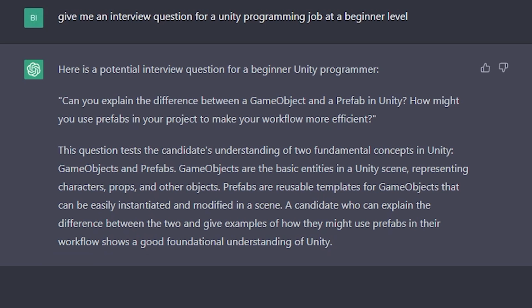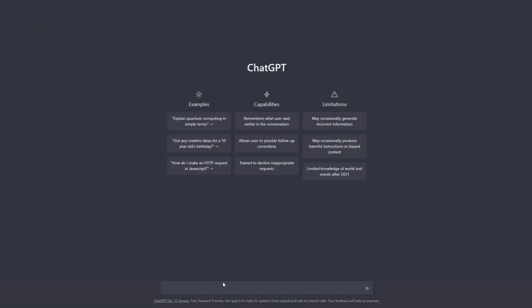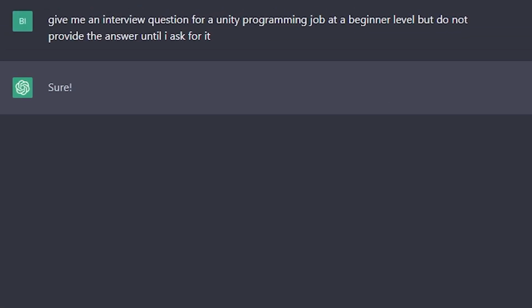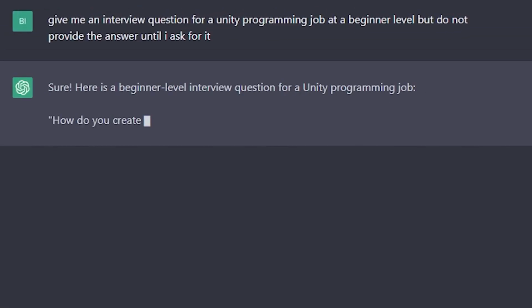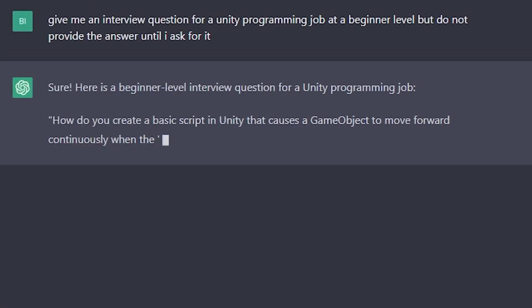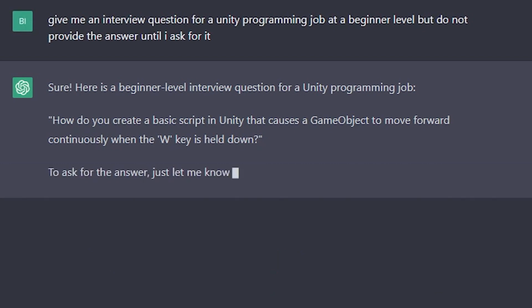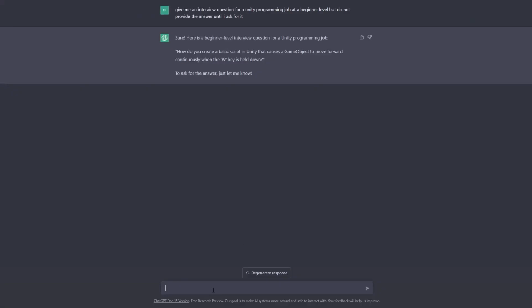So we need to phrase our prompts differently. Here I changed it to ask, "give me an interview question for a Unity programming job at beginner level," but then I added, "but do not provide the answer until I ask for it." And as you can see, this had the desired result. Now you can work with answering ChatGPT questions in two ways. You can either type in your answer and ask if it's correct, or just ask for the answer without typing anything at all. And I'll go into what I think about both options a little later.